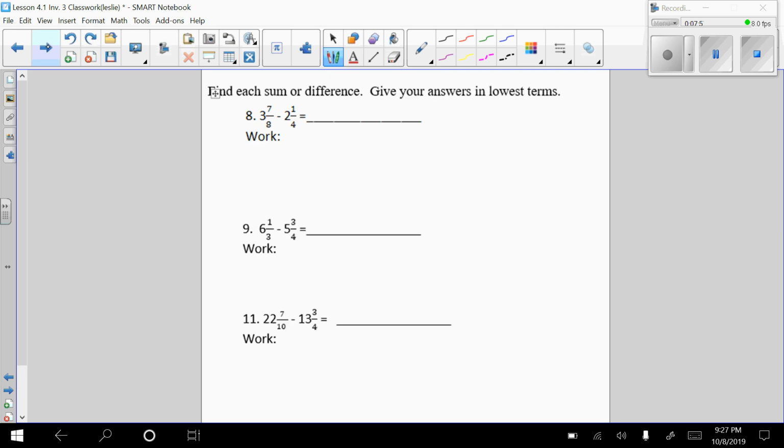Let's look at a couple of other ones. Now I'm going to show you some of the borrowing. Here is an example of improper, and then I'll do an example of borrowing. You can determine which ones you like best.